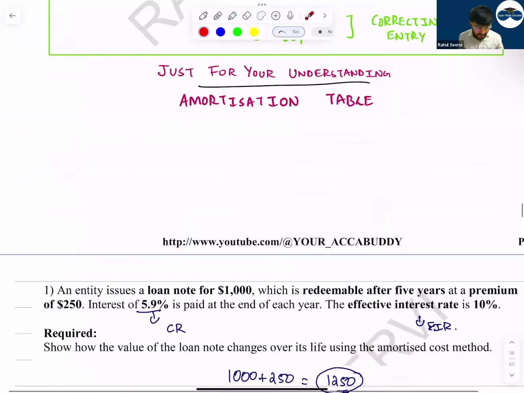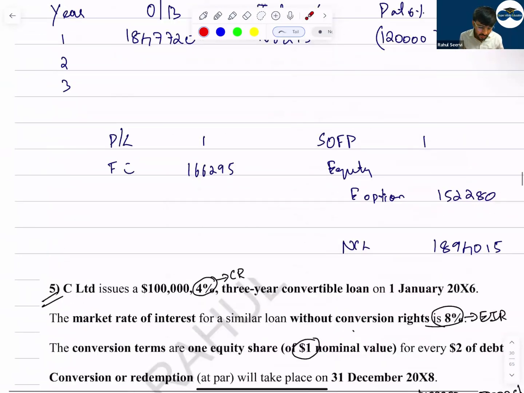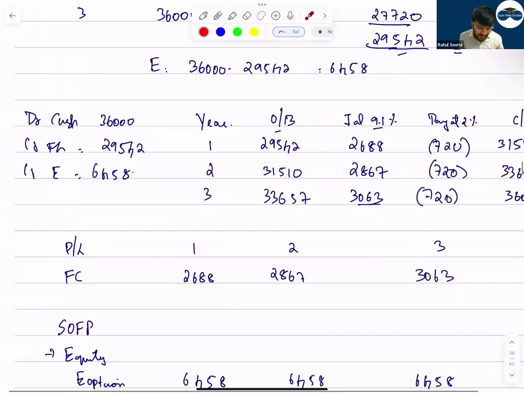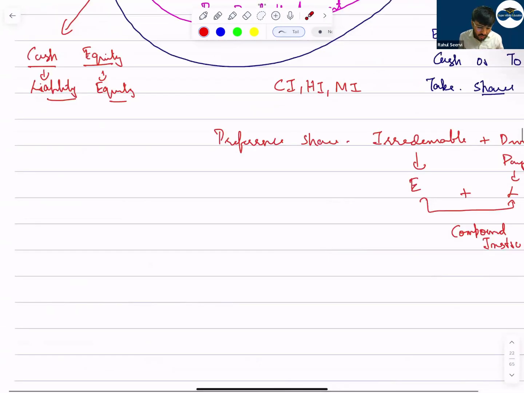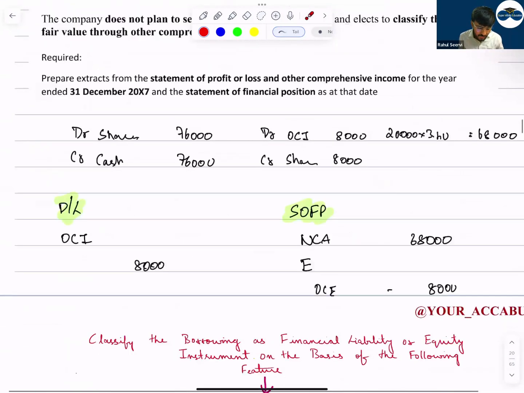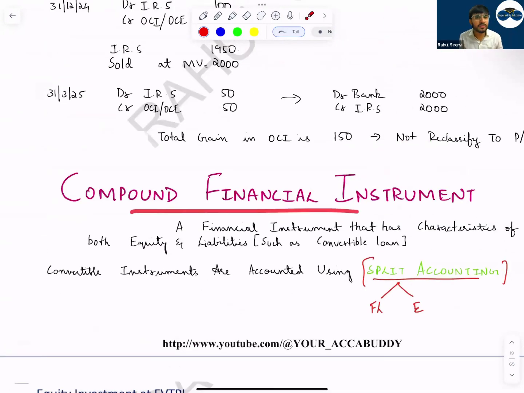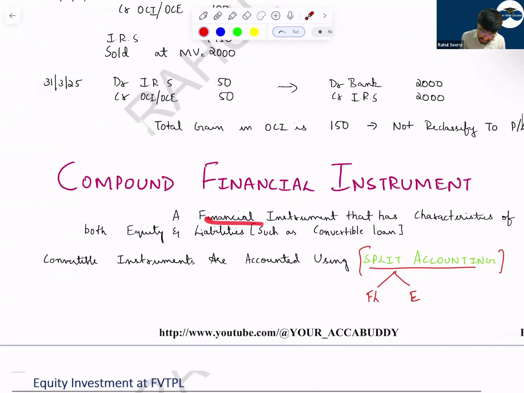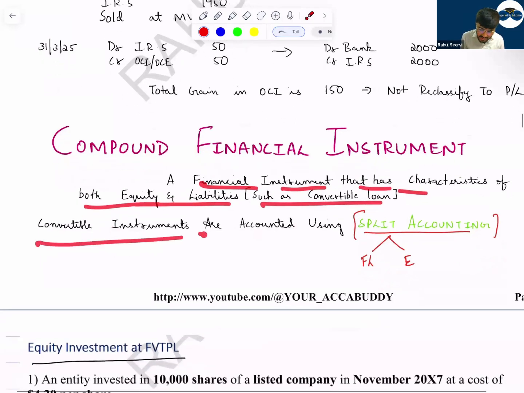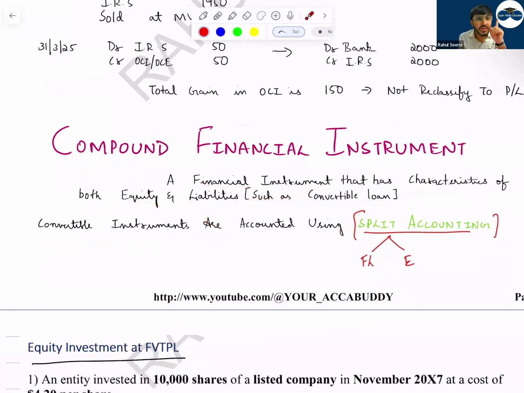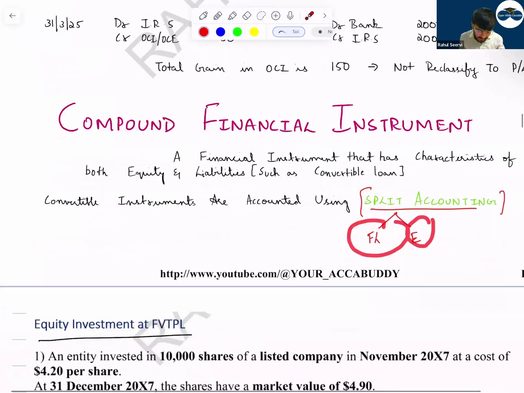Then we started a discussion regarding compound instruments. So what does compound instrument mean? I mentioned, a compound instrument means an instrument which has both characters of financial liability and equity, such as a convertible loan. Convertible instruments are accounted using which method? Split accounting. You have to separate the financial liability and you have to separate the equity.